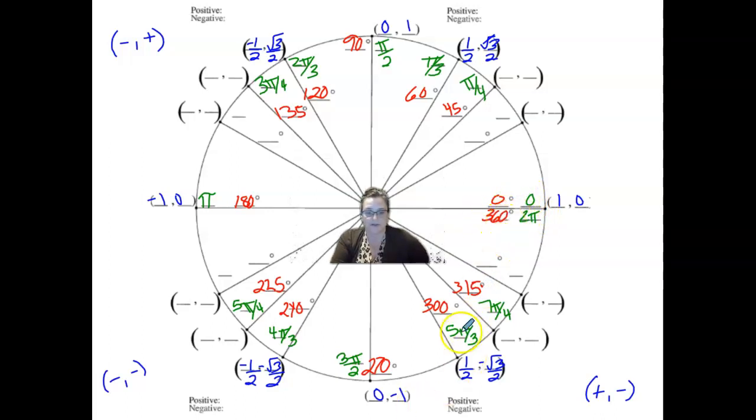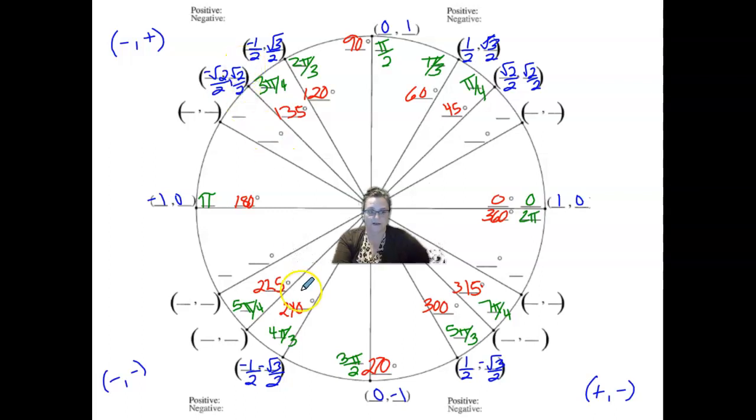That leaves us with just our coordinates for the pi over 4 angles in quadrant 1. Both x and y are positive, so that's a square root of 2 over 2, square root of 2 over 2. Then we reflect that into quadrant 2, where x is negative and y is positive. So negative root 2 over 2, positive root 2 over 2.